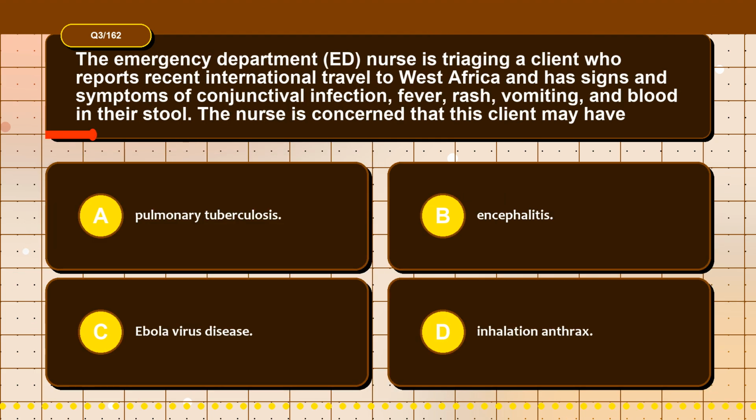Question 3. The emergency department (ED) nurse is triaging a client who reports recent international travel to West Africa and has signs and symptoms of conjunctival infection, fever, rash, vomiting, and blood in their stool. The nurse is concerned that this client may have. Here are the options. Option A. Pulmonary tuberculosis. Option B. Encephalitis. Option C. Ebola virus disease. Option D. Inhalation anthrax.